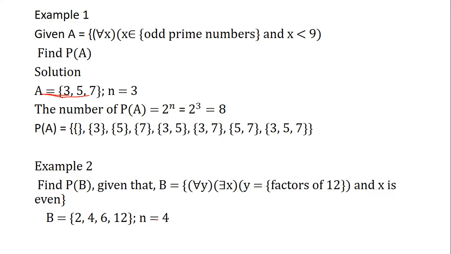So you can simply say that for all factors of 12, there exists at least an even number, that X. For all factors of 12, there is at least an even number. So that even number is what we want to form the set of B.